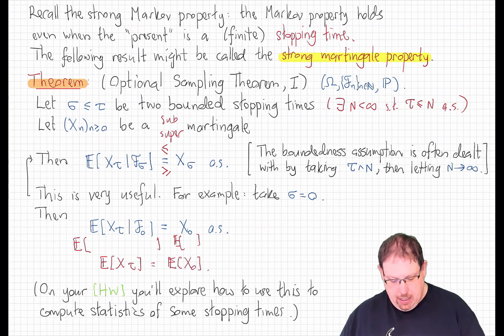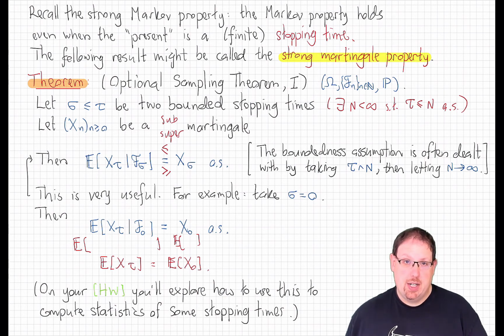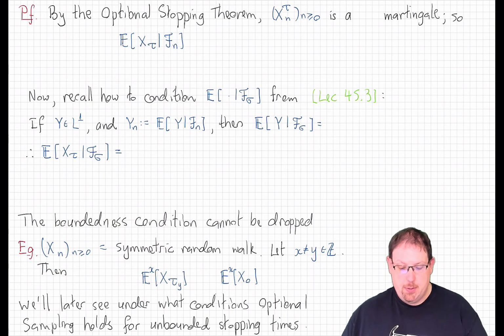In other words, our property that martingales have constant expectation even holds if we evaluate the martingale at a stopping time, provided that that stopping time is bounded. And you're going to use this fact on your homework to prove all sorts of things about the distributions of some important stopping times. This tends to be a tool used to understand the stopping time. We're going to prove the optional sampling theorem now using the optional stopping theorem.